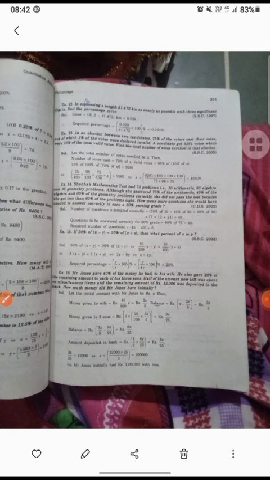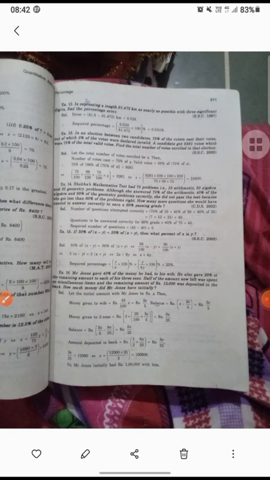If 50% of x minus y equals to 30% of x plus y, then what percentage is y of x? Given 50/100 of x minus y and 30/100 of x plus y, and that gives 25.